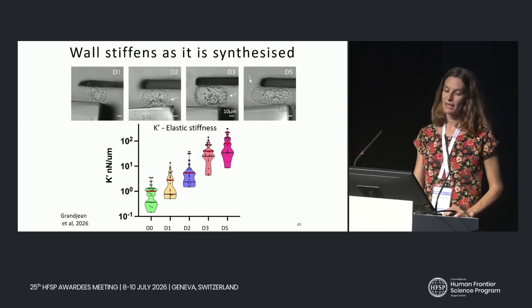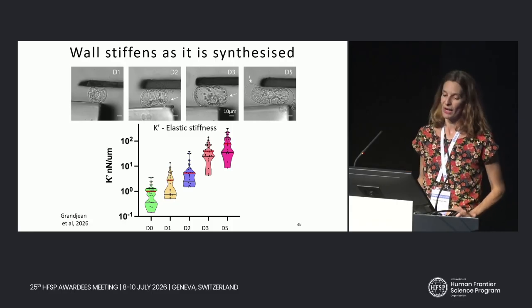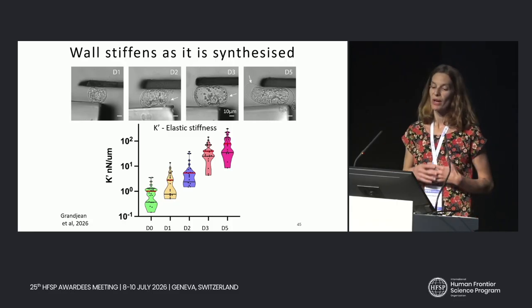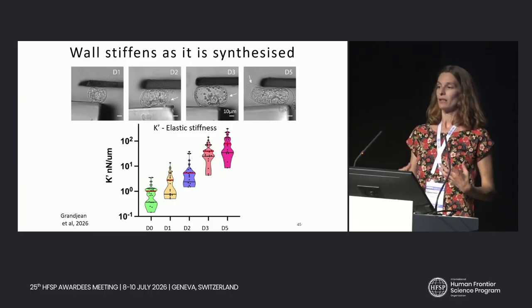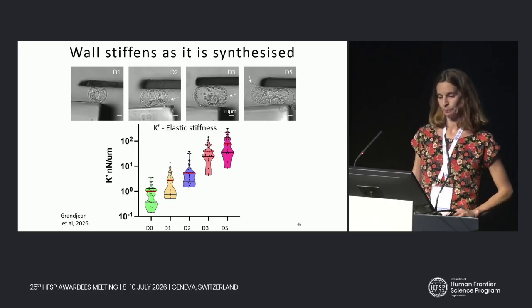And here what you can see is the elastic stiffness as a function of days of regeneration. And what we see is that the stiffness increases by 2 orders of magnitude. So the cells are getting stiffer and stiffer as the wall is being synthesized.